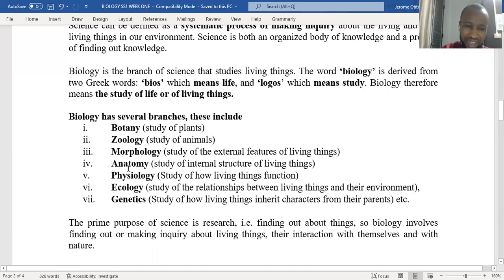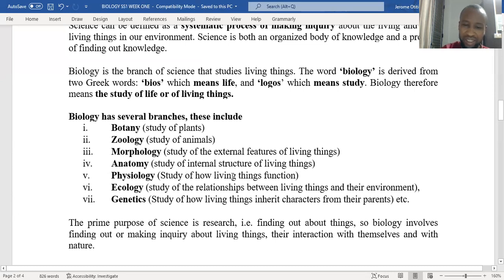Okay. Morphology and anatomy sound the same, but they're not the same. Morphology studies the external features of living things. How do the external features look? While anatomy studies the internal structure of living things. It can be the internal structure of plants, animals, or bacteria. That's what anatomy does. It studies what? Internal structure.